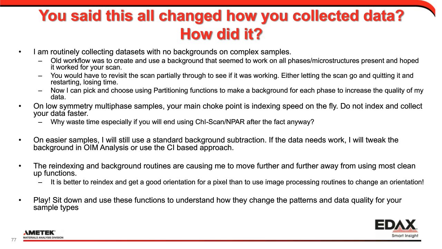Now, because I have these partition functions built in, I can make a background for each phase to increase the quality of my data. The other thing is that on low symmetry materials and multi-phase samples, the main checkpoint is the indexing speed itself. If I had 5 phases loaded up, with very low symmetry materials, the indexing can become a choke point. So now I can just not index and collect my data faster, and not waste the time anyway if I'm going to use the chi-scan or NPAR after the fact.